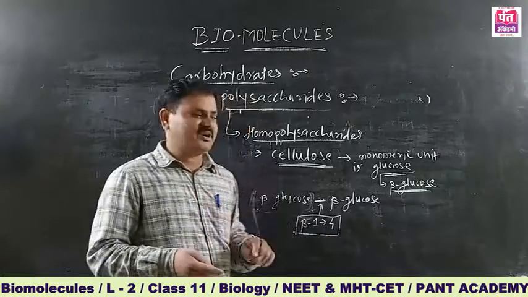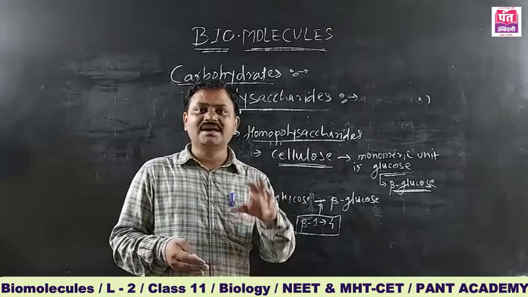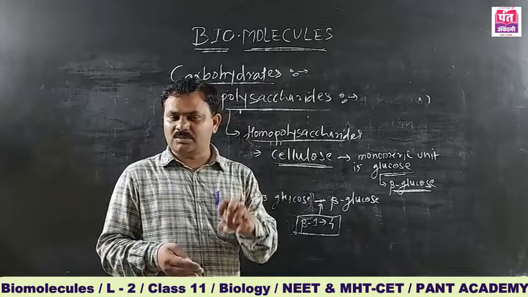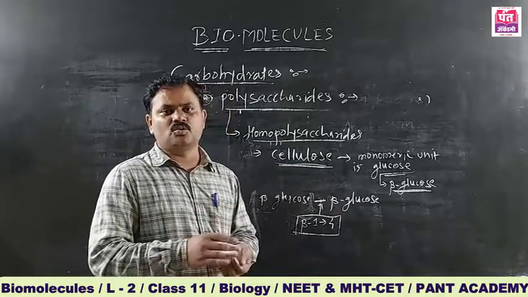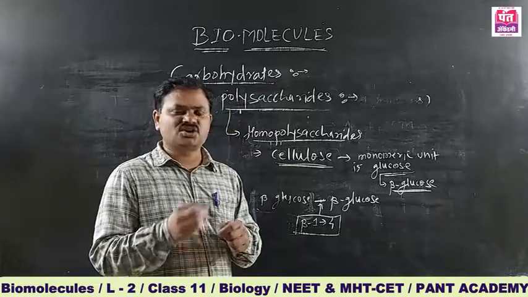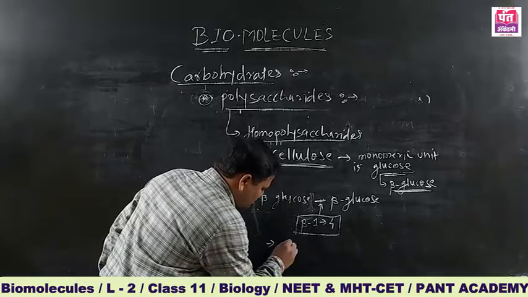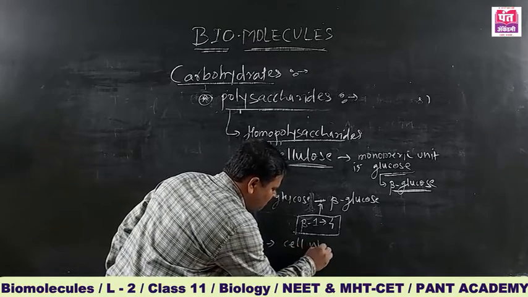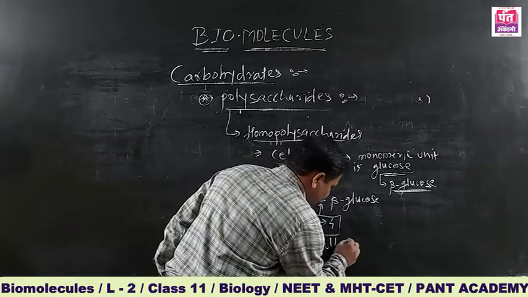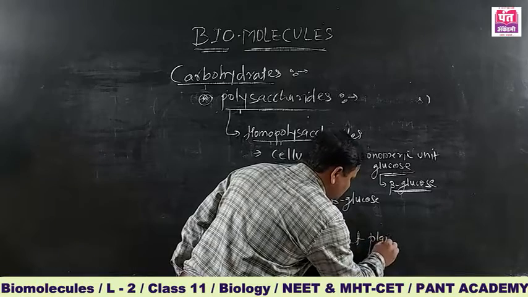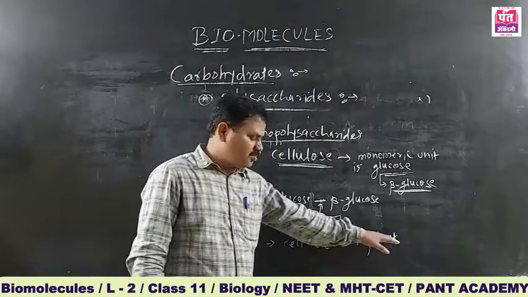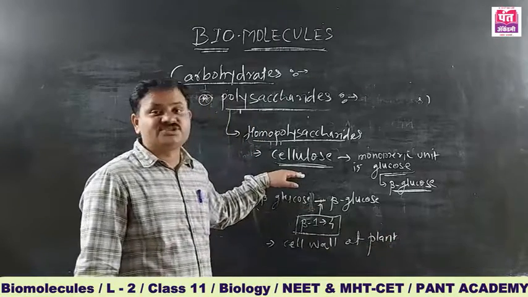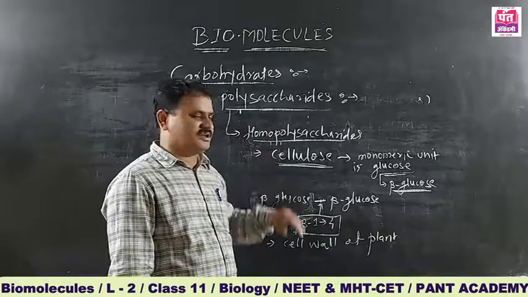Another important aspect: cellulose is a structural carbohydrate, a structural homopolysaccharide. This structural homopolysaccharide is present in the cell wall of a plant. Therefore, the cell wall of a plant is composed of the cellulose homopolysaccharide.